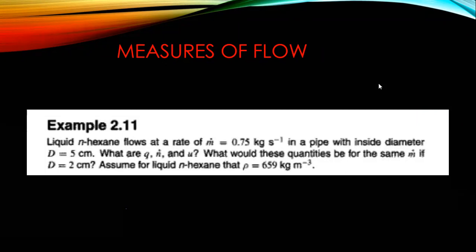Liquid hexane flows at a rate of 0.75 kilogram per second in a pipe with inside diameter D equal to 5 centimeter. So the question is, what are Q, n dot, and mu? Q is the volumetric flow rate, n dot is the molar flow rate, and mu is the velocity. Okay?